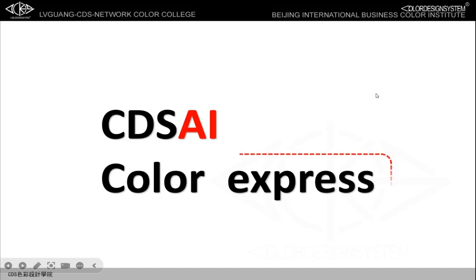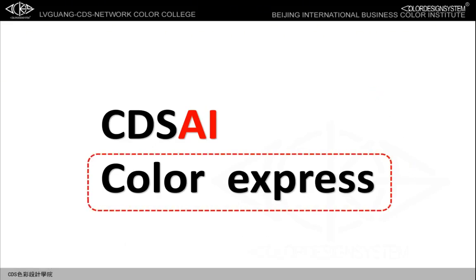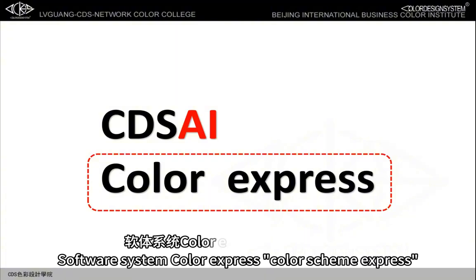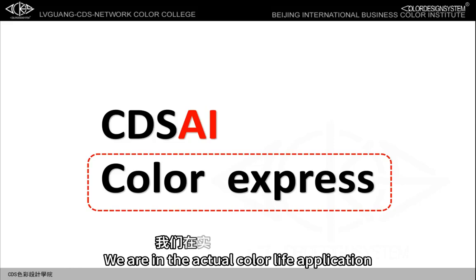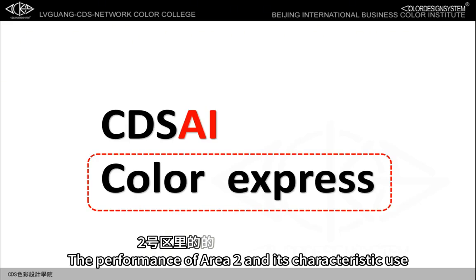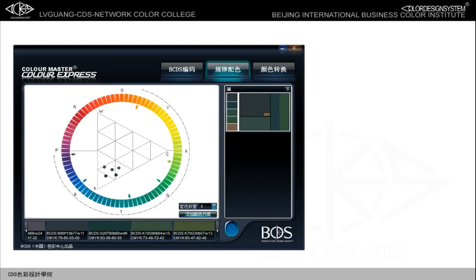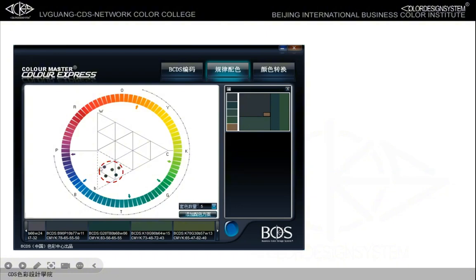Okay. We are also using CDS's AI software, Software System Color Express, Color Scheme Express. Let's read it. We are in the actual color life application. The performance of area 2 and its characteristic use. Okay, so that's the feature that we're using for Zone 2.